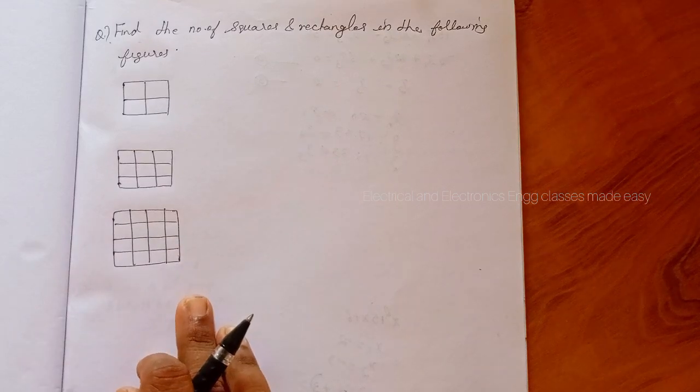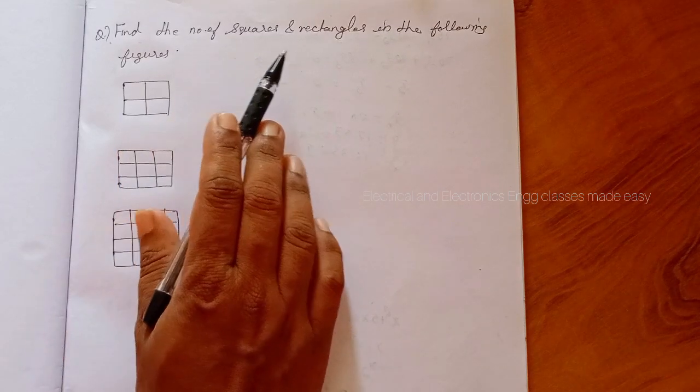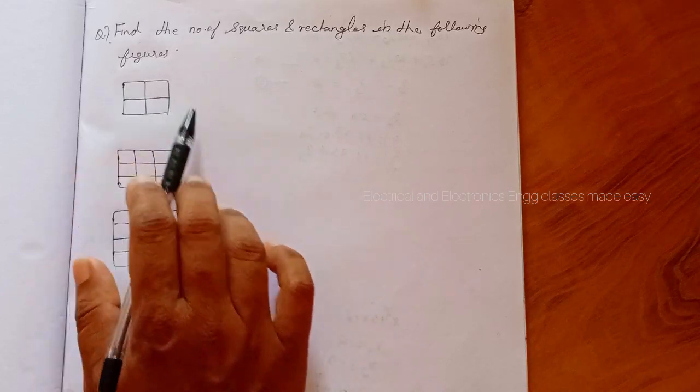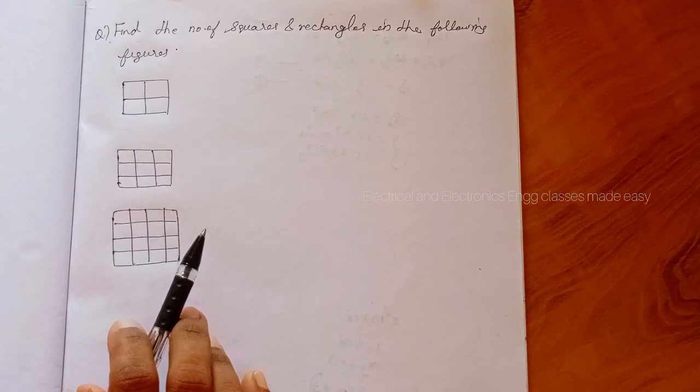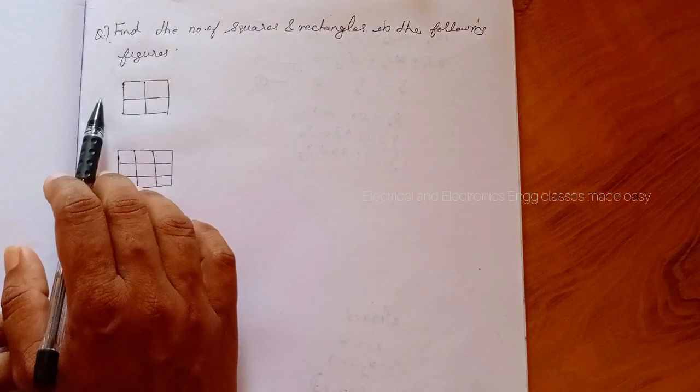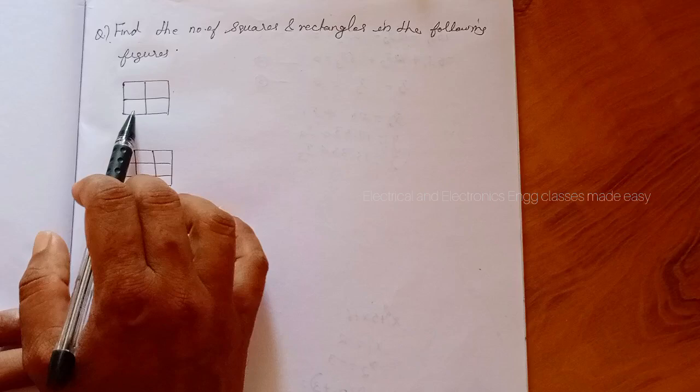Today's class is about finding the number of squares and rectangles in some figures like this. That is, in these figures we have to find the total number of squares and rectangles. So consider the first figure.